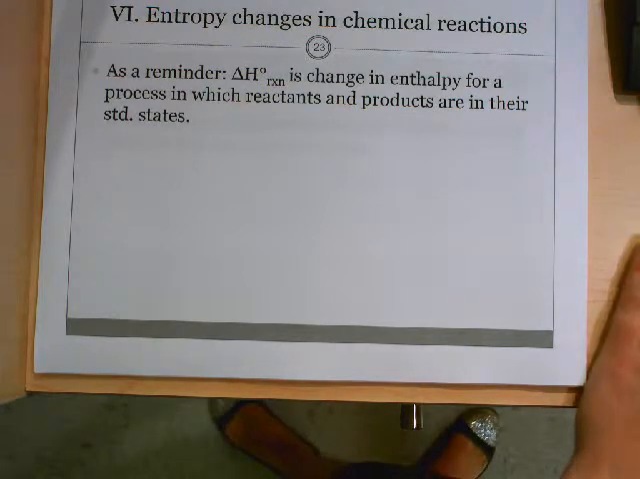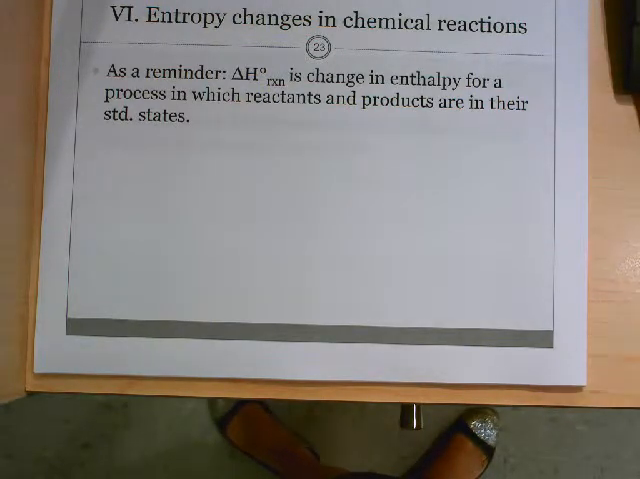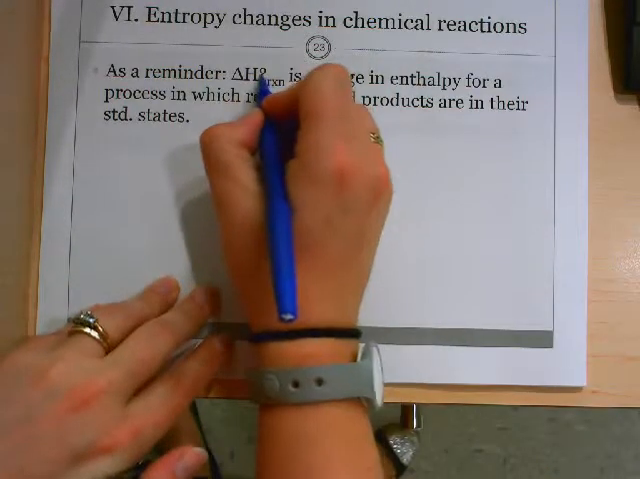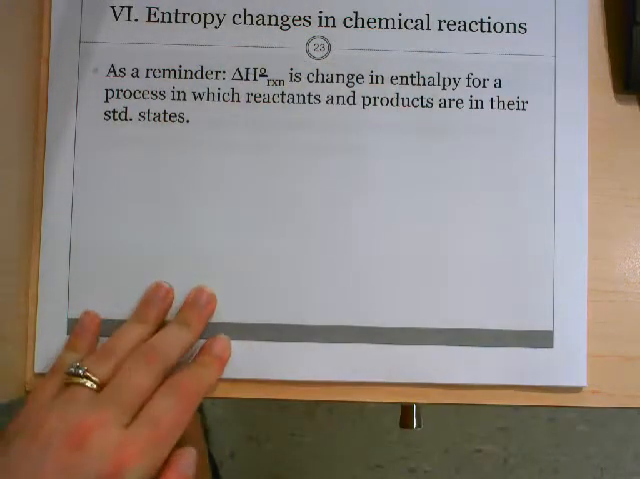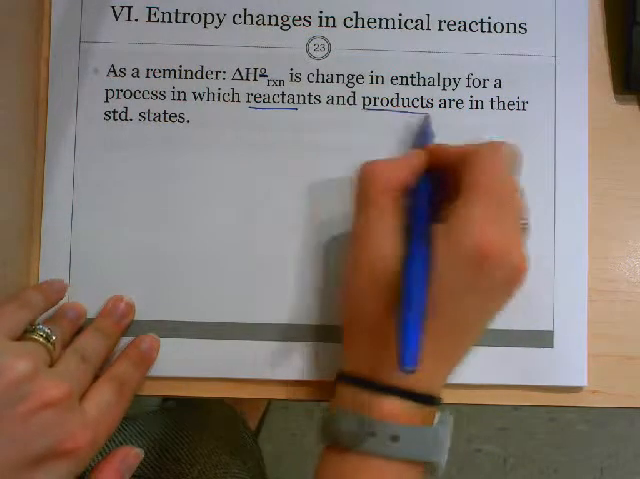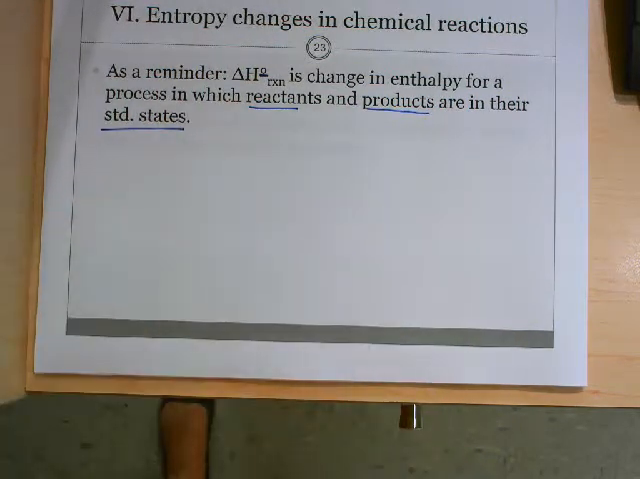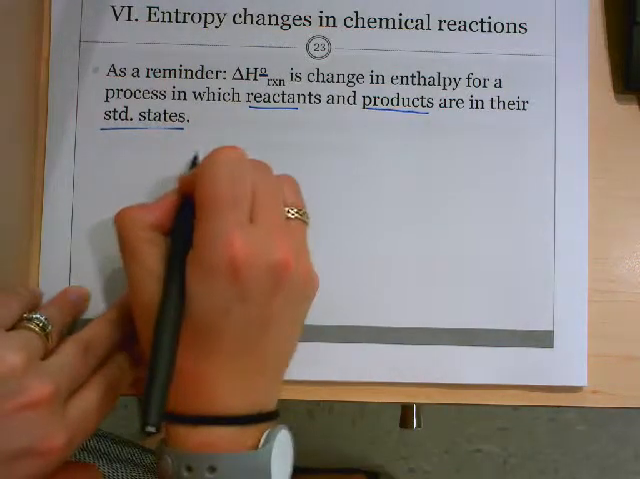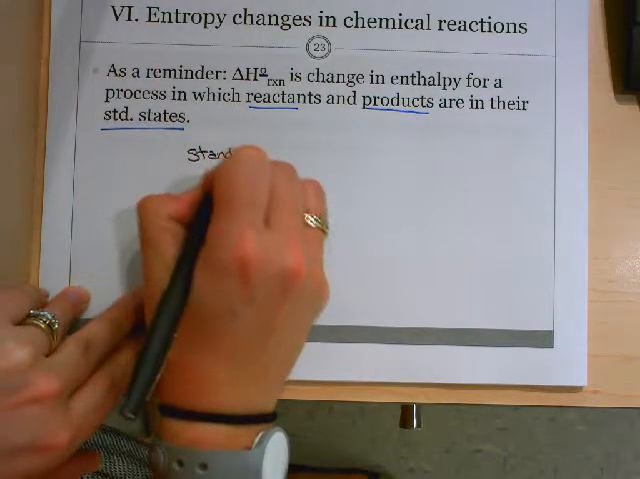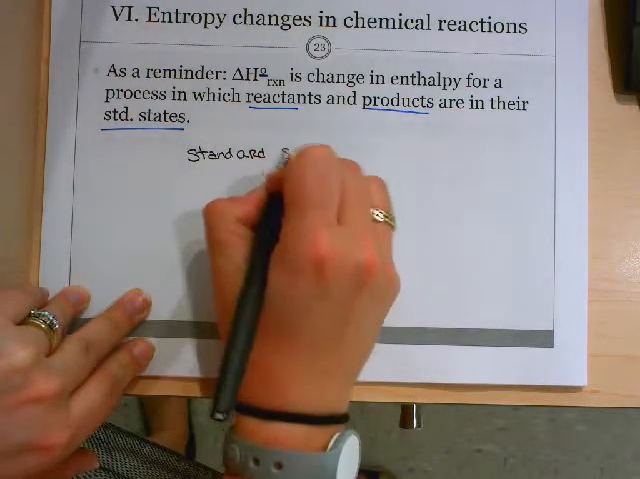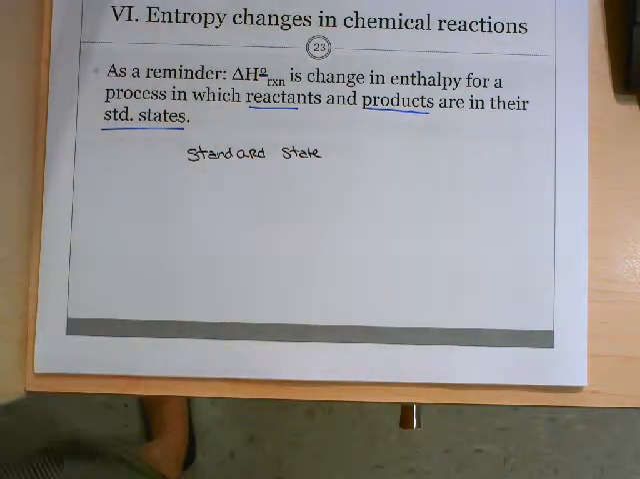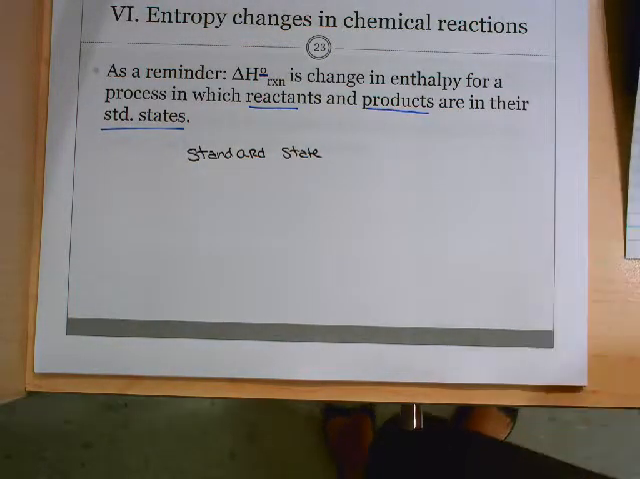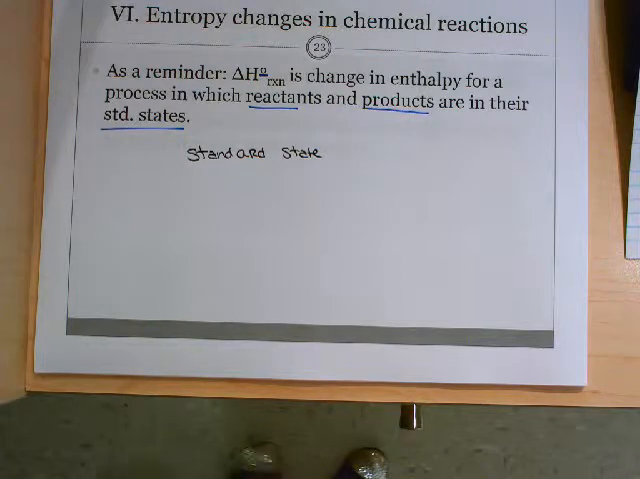Alright, so as a reminder, in case that was not you, this circle looks like a degree sign. This side is when the reactants and the products are in what's considered their standard state. Alright, so what is the standard state of our states of matter?